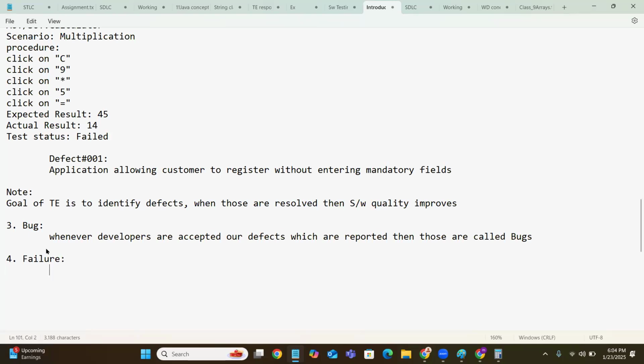Failure means whenever defects reach the end user or client, then it is called failure software.